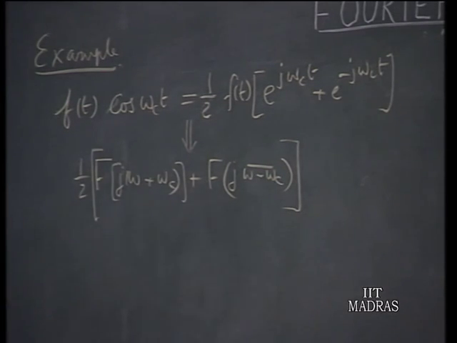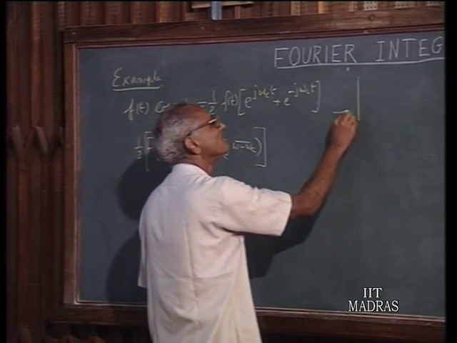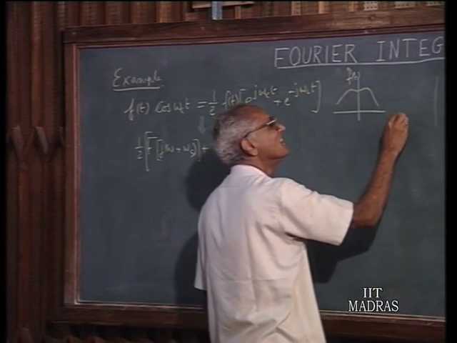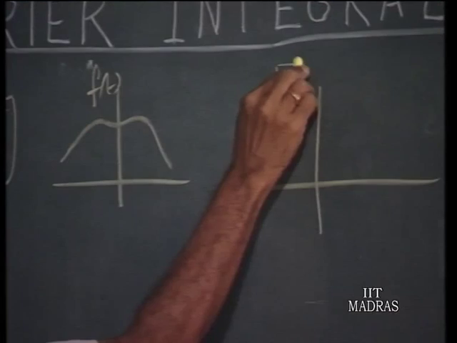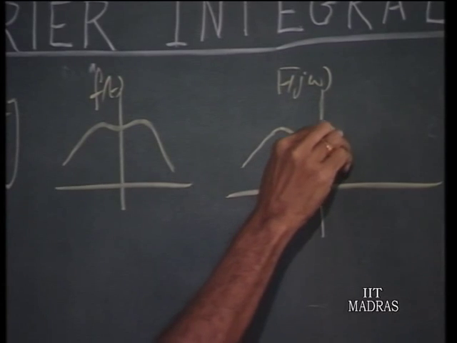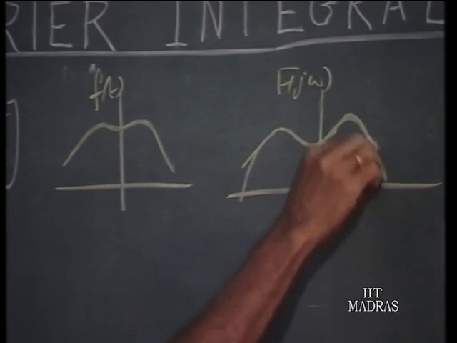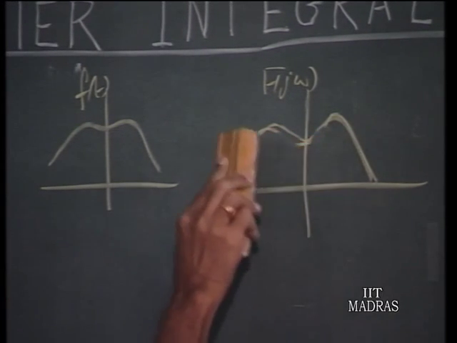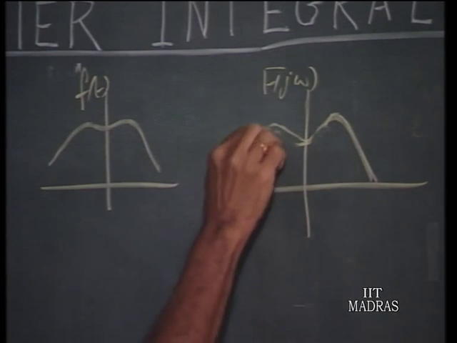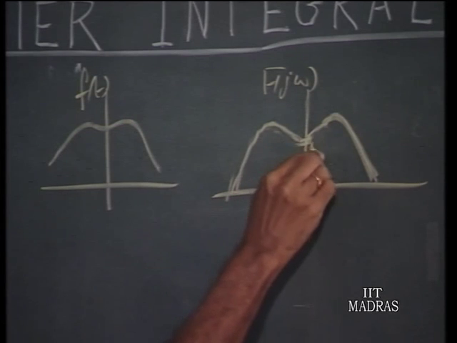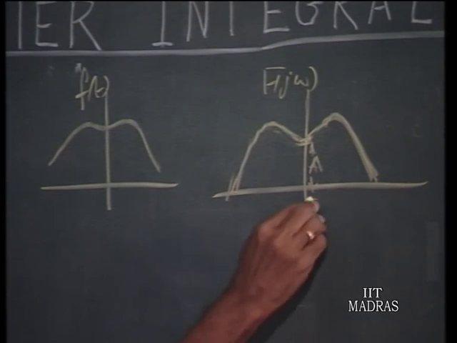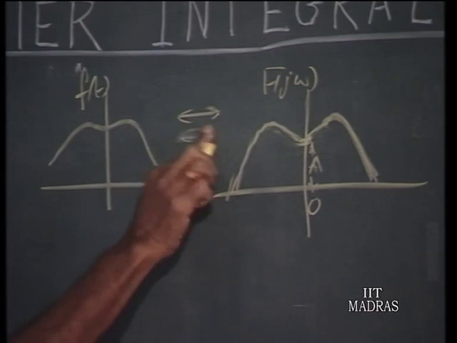So, what is the implication of this? Let us see. Suppose I have an f of t and the corresponding Fourier transform, Fourier spectrum. Let us say it is like this. Imagine it is like this. It is amplitude spectrum which is symmetrical. Something like this. Suppose we call this, just for the sake of reference, let us call this A. This is 0. These two form a Fourier transform pair.